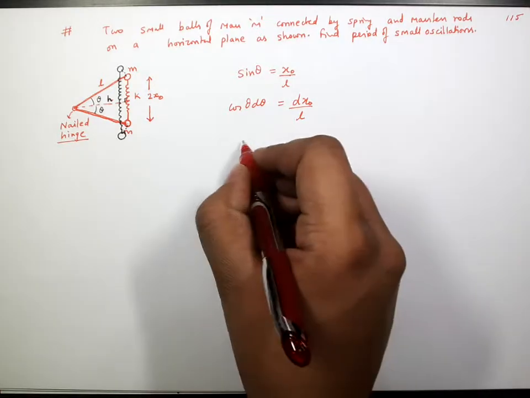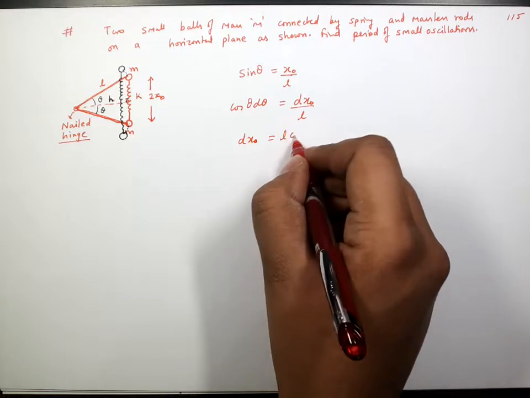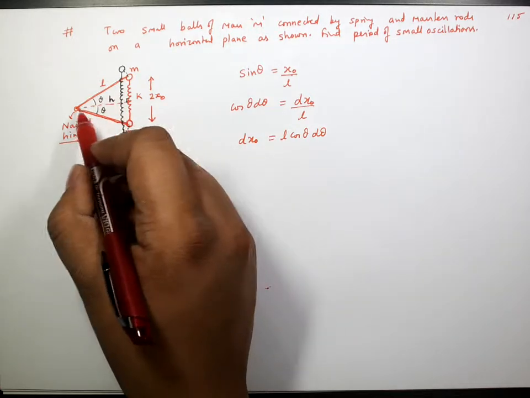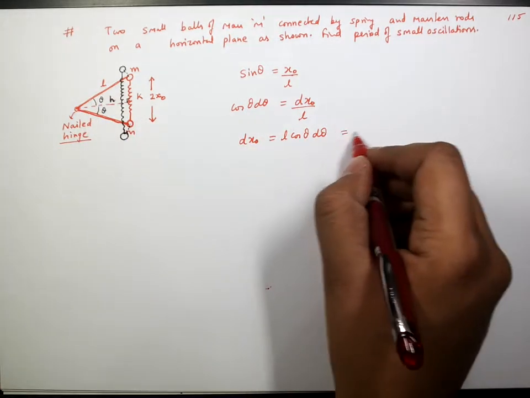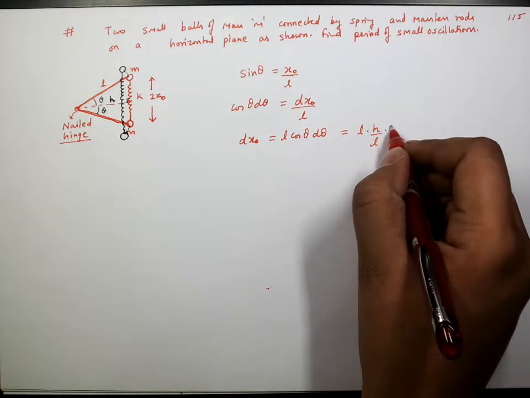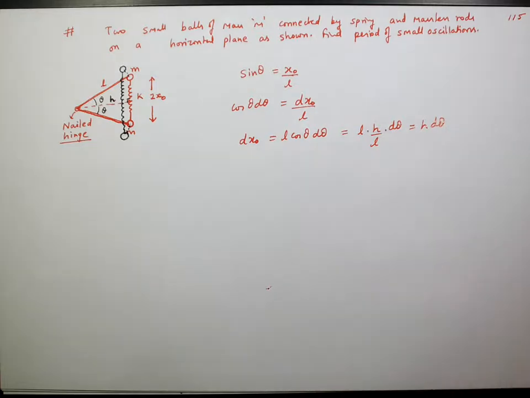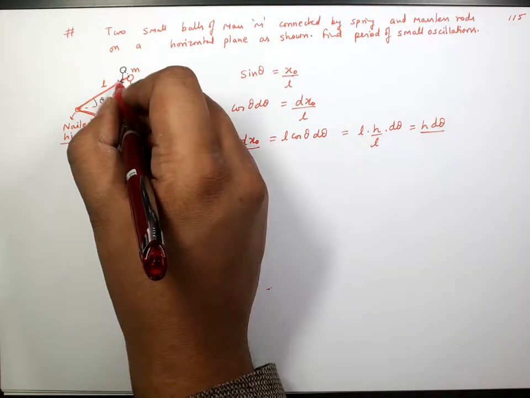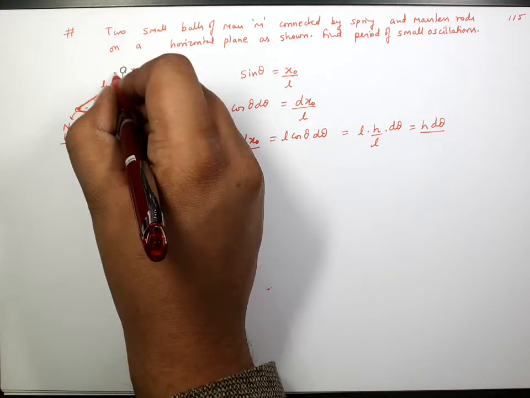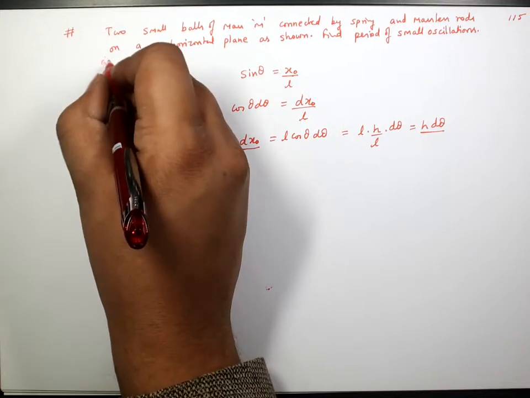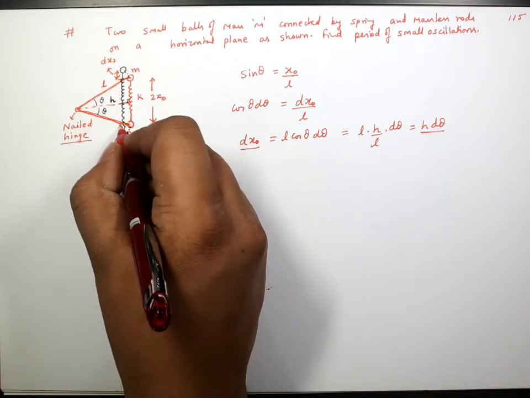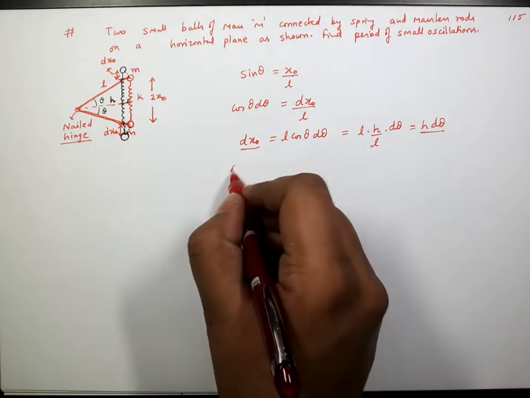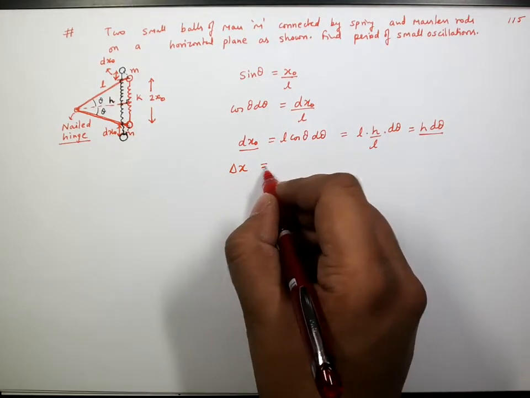So dx naught is equal to L cos theta d theta. Now cos theta in the equilibrium condition will be equal to h upon L. So I can write this to be L into h upon L d theta. So this is equal to h d theta. Now what is dx naught, which we have found to be equal to h d theta? dx naught is the change in half length. So this distance will be dx naught, and similarly here this distance will be dx naught. So the stretch in the spring length is equal to 2 dx naught.